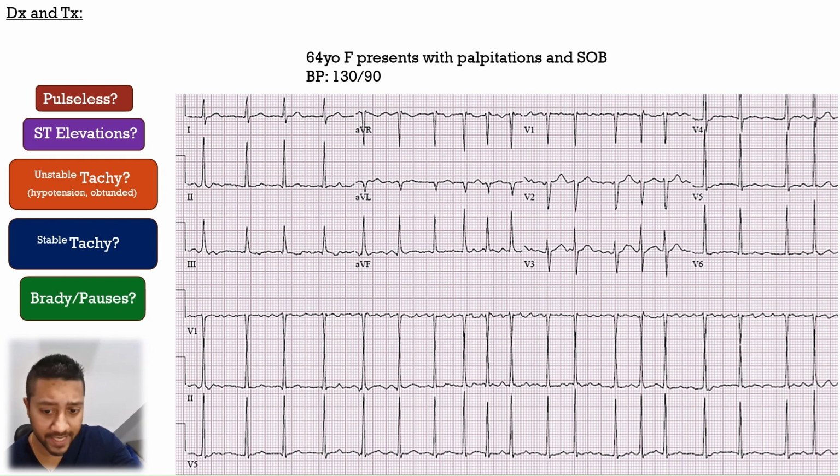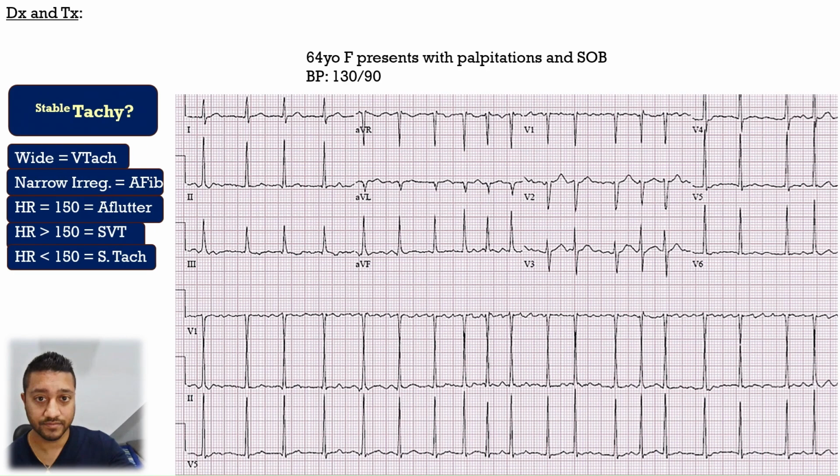I don't see any ST elevations as I scan through this EKG. The patient does appear to be tachycardic, and again, use whatever heart rate method that you want to use, but they certainly seem to have a heart rate that's faster than 100. And I know that I'm dealing with a stable tachycardia because the blood pressure is normal.